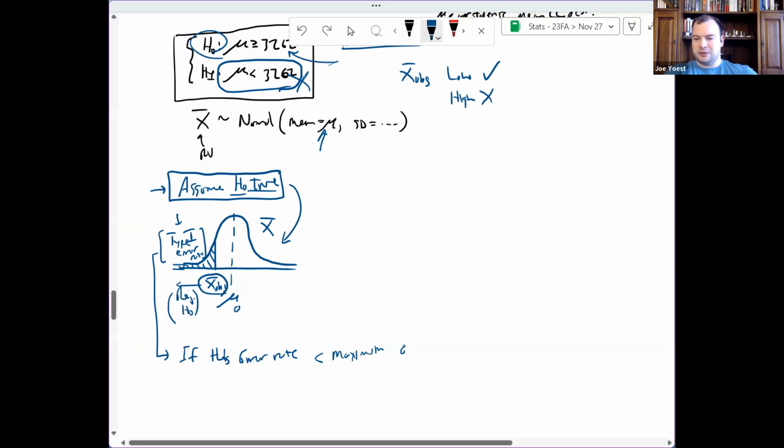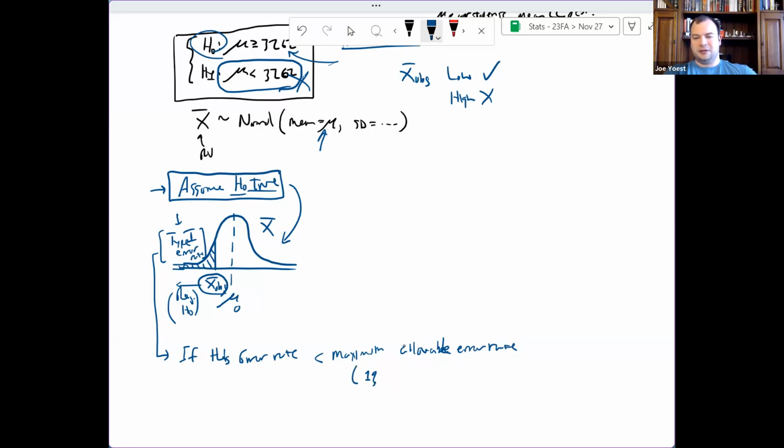Maximum allowable error rate, which we typically set as 1%, 5%, or 10%. This would be something we would have to decide in advance. We have to decide really before we even ran the experiment or got the data what our maximum allowable error rate is. This is a choice that a person has to make.